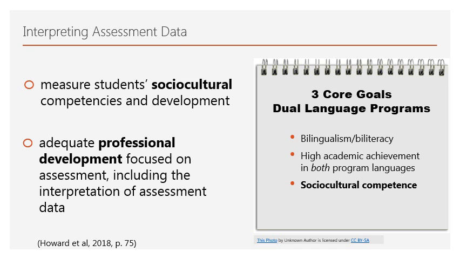One of the key ideas behind interpreting the assessment data is to verify that, in fact, the dual language program is meeting the 3 core goals of bilingualism and biliteracy, high academic achievement in both program languages, and sociocultural competence. Our strand talked about how the assessment plans also need to include ways to measure a student's sociocultural competency and their development, because it is one of the 3 main goals of a dual language program.